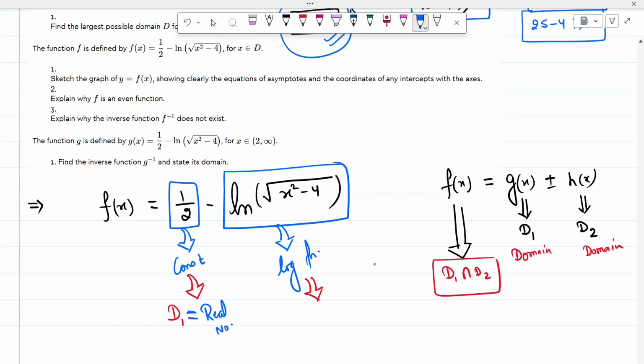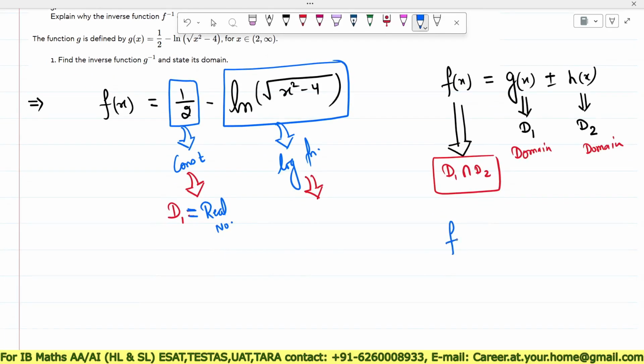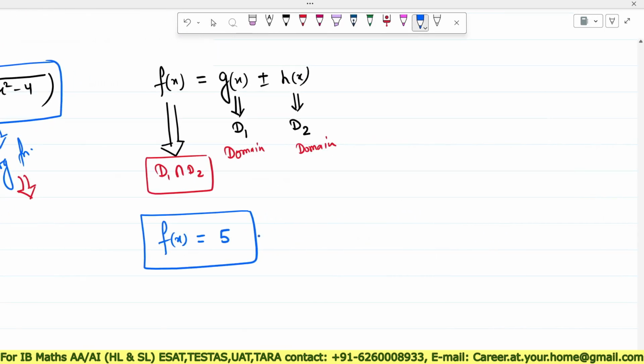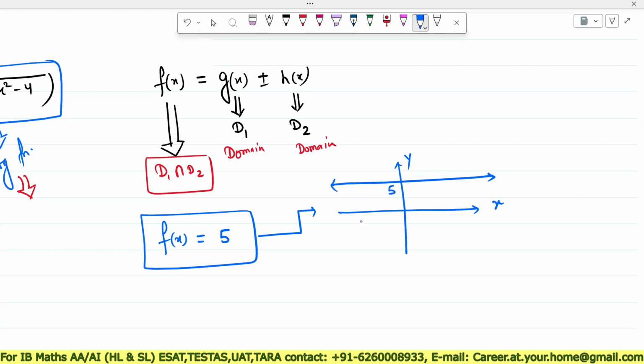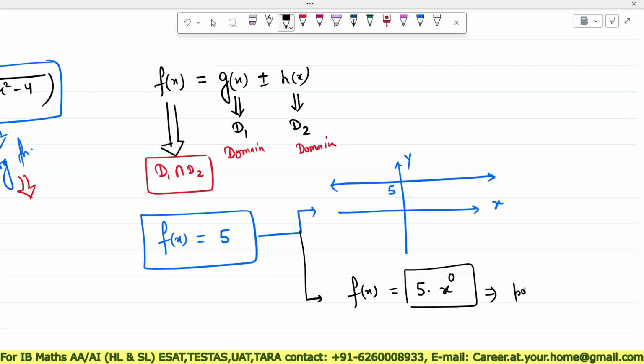But why? This is a good question. For any constant function, for example f(x) equals a constant like 5, I can explain in two ways. The first way is graphically. See, this will be the graph for y equals 5. You can see it is defined for every value of x. The second approach: if f(x) equals 5, you can write this as 5 times x raised to power 0. Now this is a polynomial, and a polynomial is always defined.